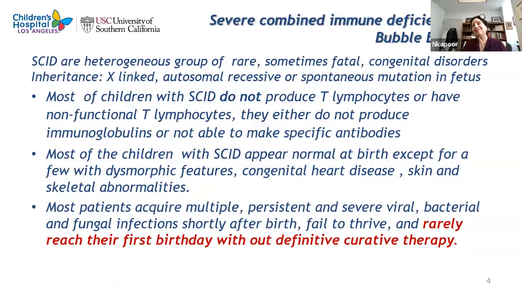And then if these children are not recognized, they rarely reach their first birthday without any definitive treatment. So a very important thing to recognize is that they look like normal, healthy, born children. They look normal like any other child born. But within a few months after birth, if they are not identified and taken care of, yes, they can have serious complications and die because of those complications.